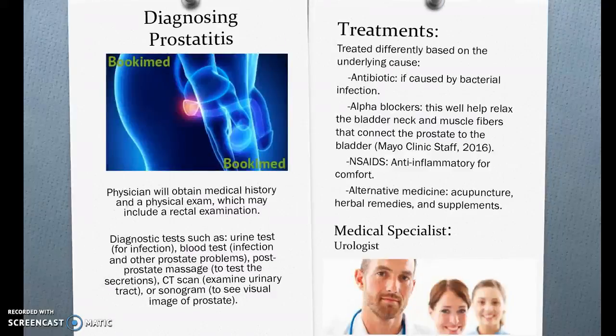So diagnosing prostatitis. A physician will obtain a medical history and a physical exam, which may include a rectal examination.